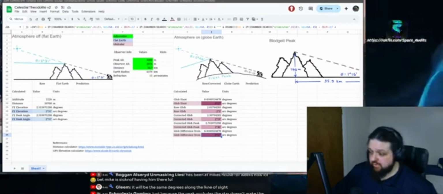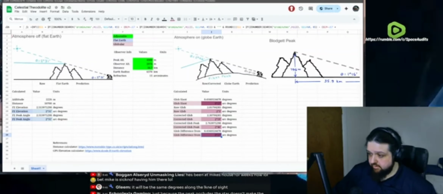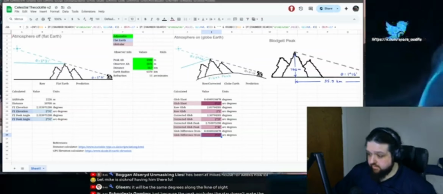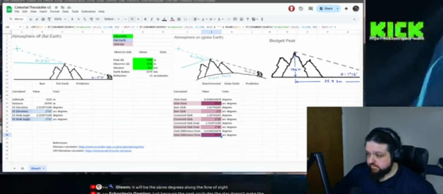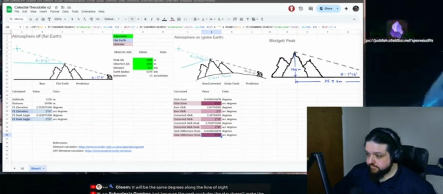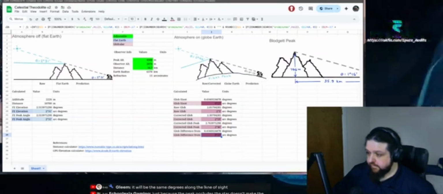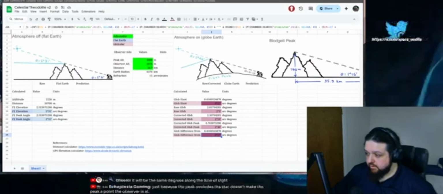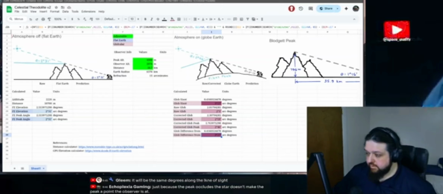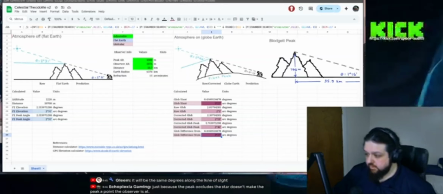Okay, then prove your honesty right now. Why are you putting the observer back at Mike's house when that's not the analogous way to do it? Because I'm talking about what the globe predicts. Can I ask you a question? What does the globe predict for an observer on top of the mountain looking at the star? Be honest. 247 or something like that.